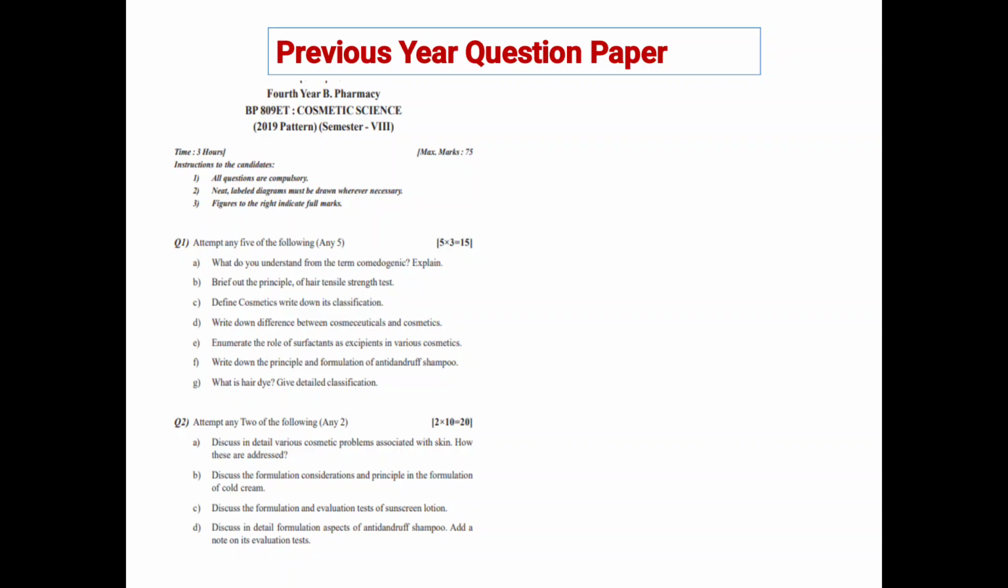So, questions asked in university examinations. What do you understand by comedogenic? Next, briefly outline the principle of the hair tensile strength test. Define cosmetics. Write down the classification. Next, write down the difference between cosmeceuticals and cosmetics. Cosmetics are used for beautification purposes, but cosmeceuticals, like anti-dandruff shampoo, means cosmetics plus pharmaceuticals.